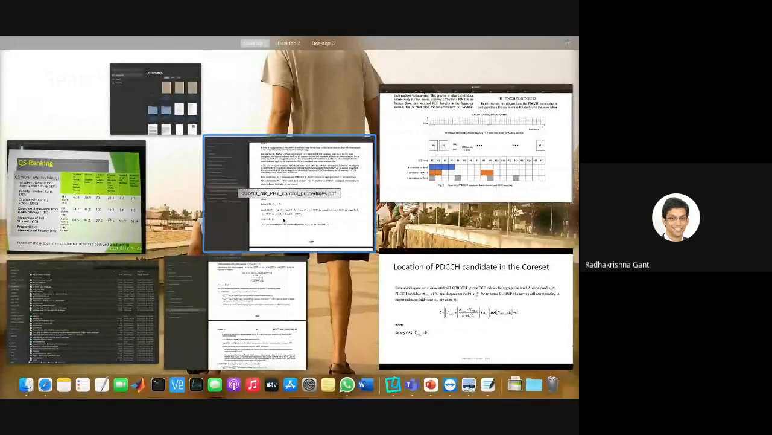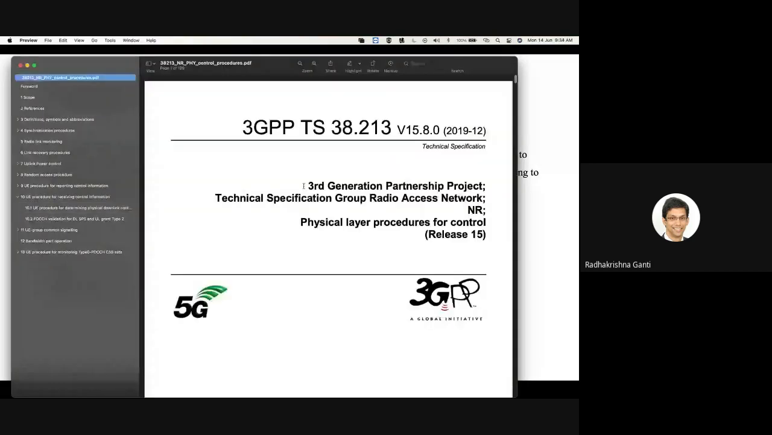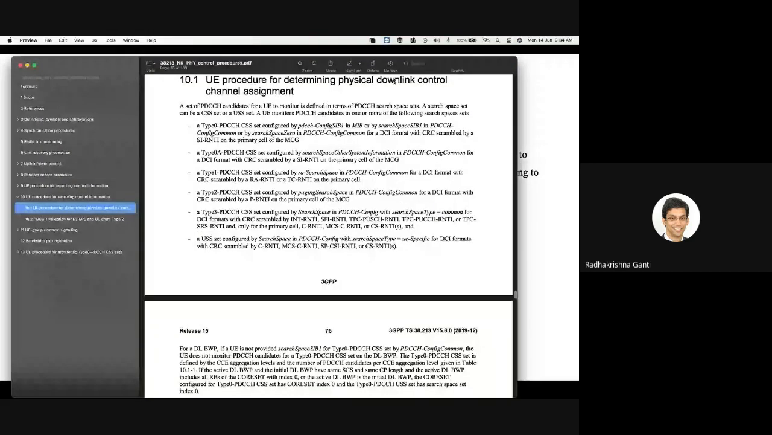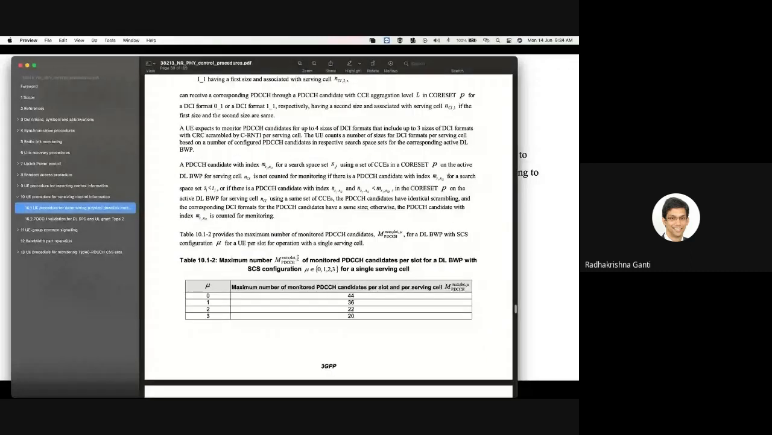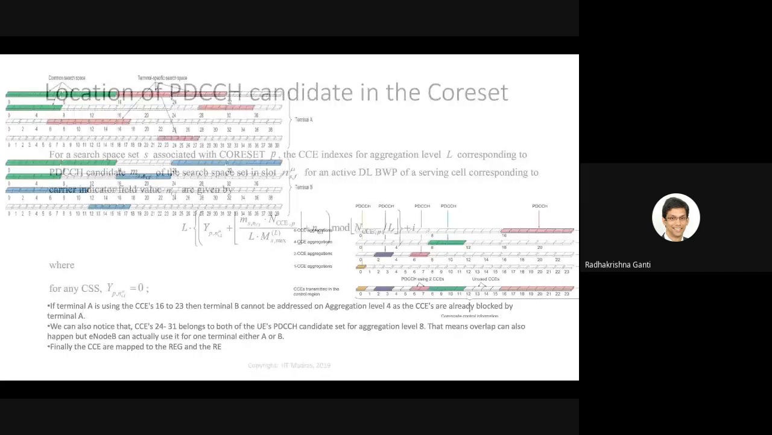This document is called the 5G physical layer procedures for control. It is completely about physical layer control procedures. You should go to section 10 and look at the UE procedure for determining physical downlink control channel assignment. There's a huge chapter on this, which also explains the formulas and other things. It goes into more nuts and bolts of things, which we don't require at this point.